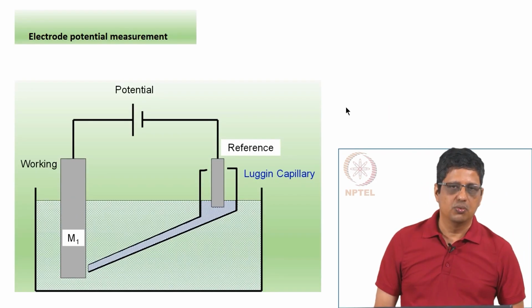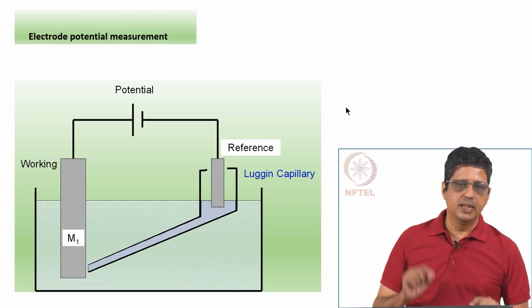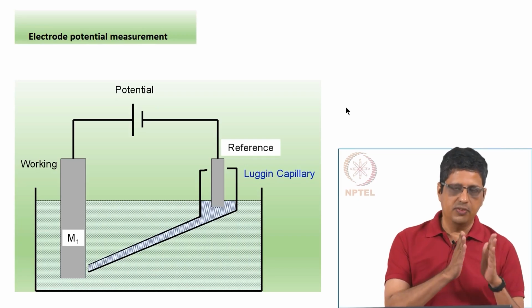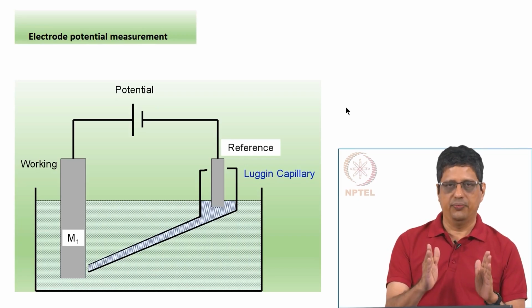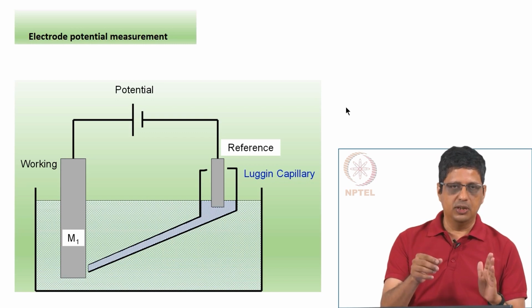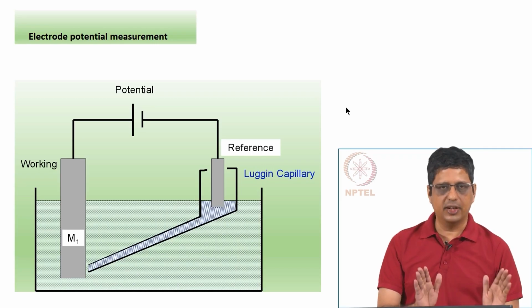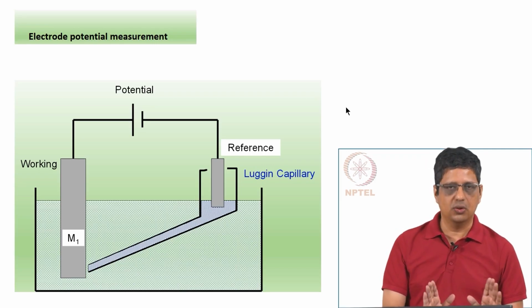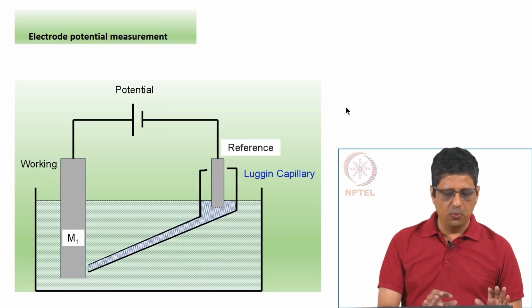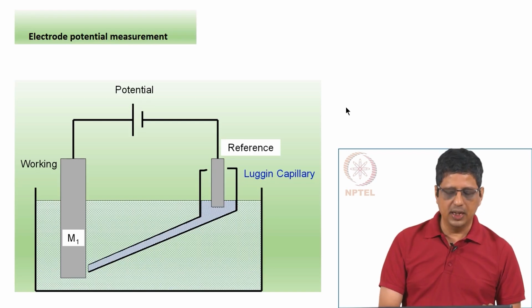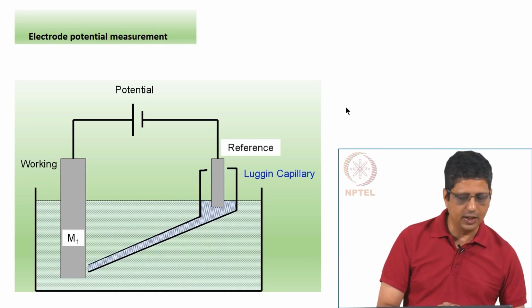A lot of times we use what is called a Luggin capillary. Basically, we want to minimize the solution resistance between the working electrode and the reference electrode. So, if you are able to place the reference electrode close to this working electrode without affecting anything else in the system, it is well and good. If you have some difficulty, we can fill this entire system with the normal electrolyte and then place the reference electrode within this Luggin capillary system and place the tip of the capillary right next to the working electrode.